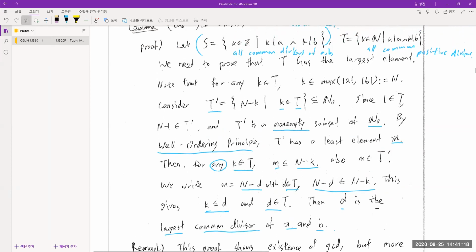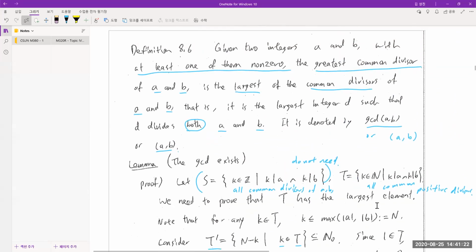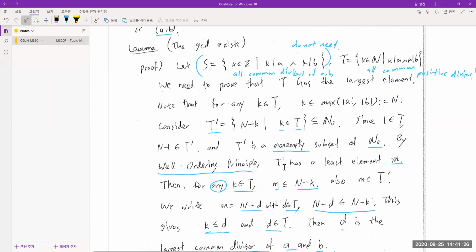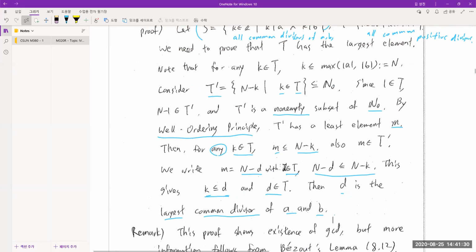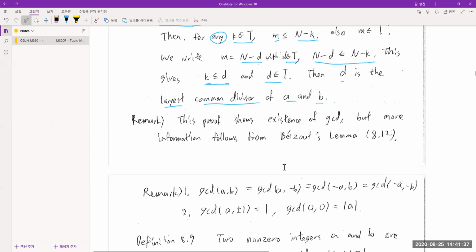Okay, so the GCD is positive for a pair of integers A and B, where at least one of them is non-zero. So now we obtain the existence of the GCD of two integers A and B, with at least one of them non-zero.